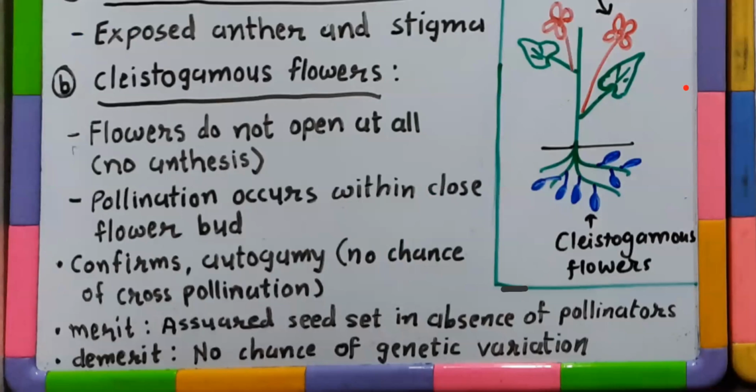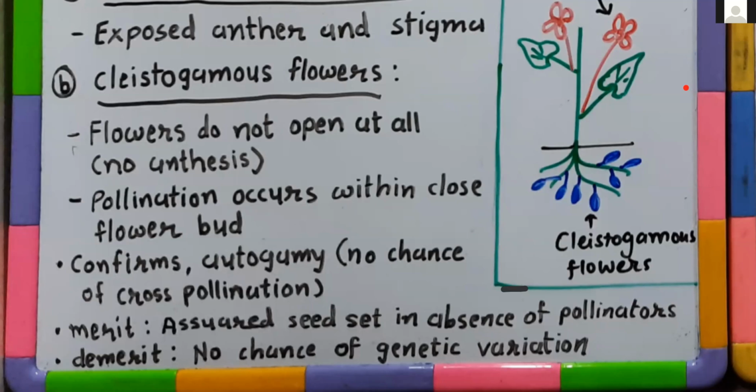But this setup has its own merits and demerits. You see, the merit is that this setup doesn't require any pollinators. Your dependence on pollinators is removed, you have pollination within the closed flowers. No need to have a pollinator. So the dependence on pollinators and the rewards that are to be arranged for pollinators, those issues are solved. Assured seed set means 100% confirmation that seed will be formed in the absence of pollinators.